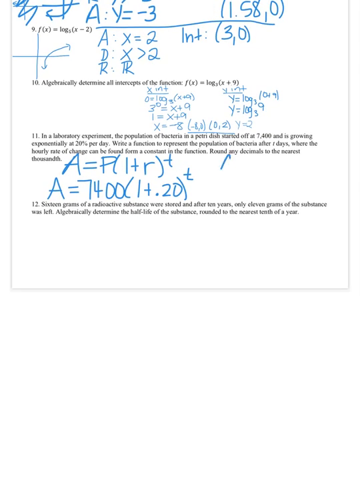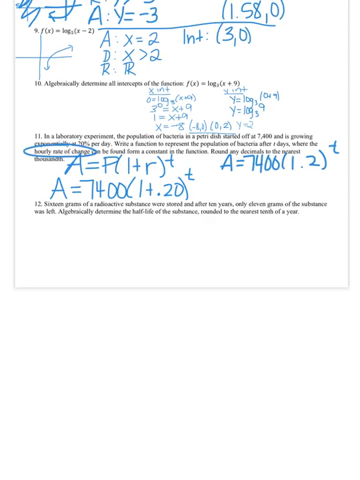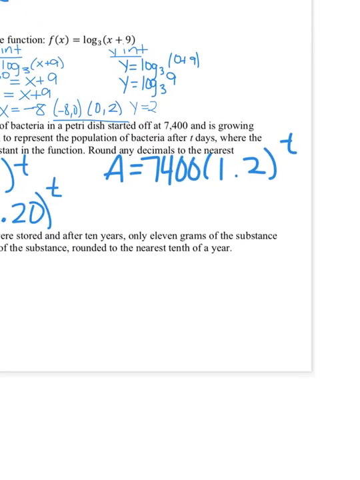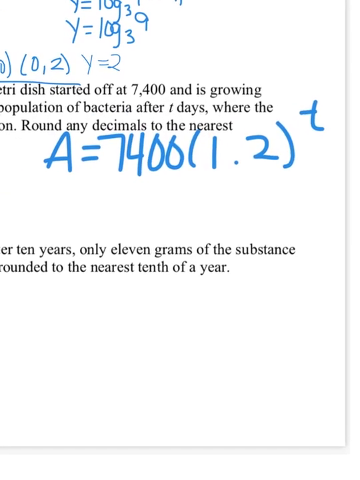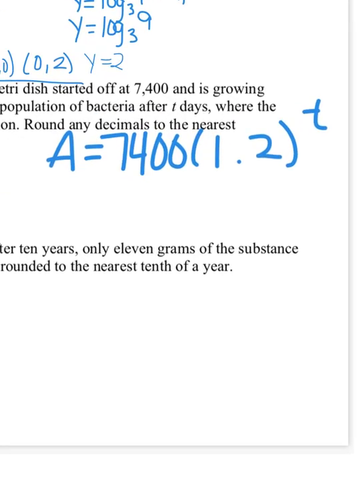So this is now A equals 7,400 times 1.2 raised to the t power. The problem is that the question says to write a function to represent the population of bacteria where the hourly rate of change can be seen. Here I can see the daily rate of change because t is in days. So I have to go from days into hours. So to go from days to hours, you would take the number of days and multiply that number by 24.